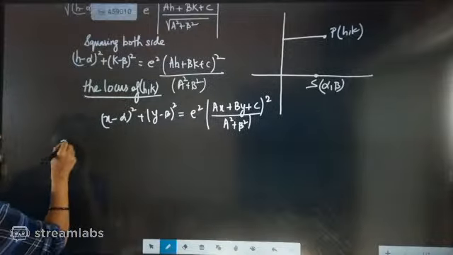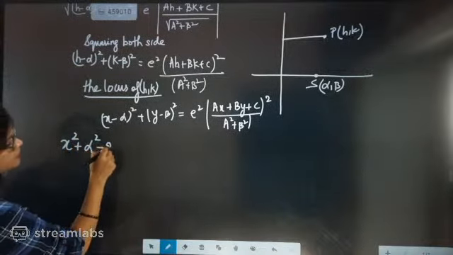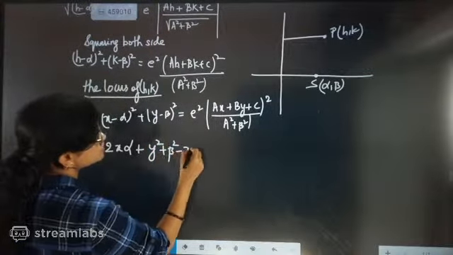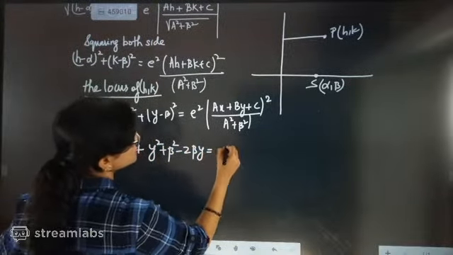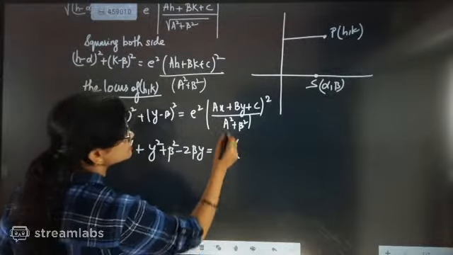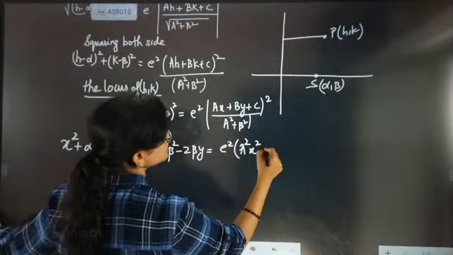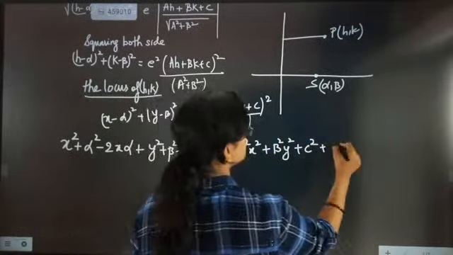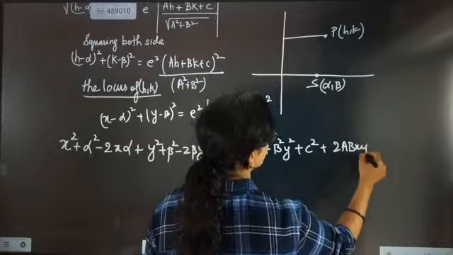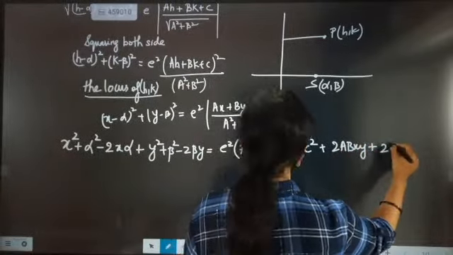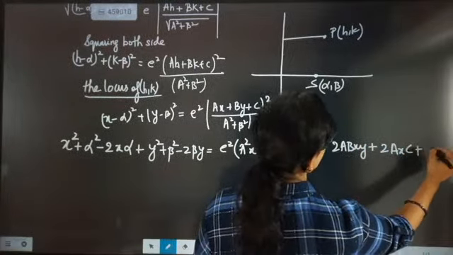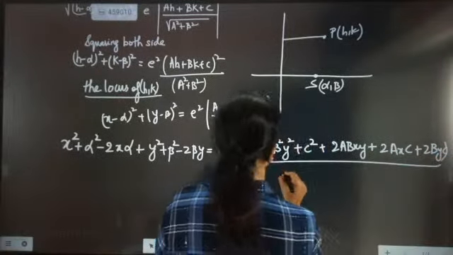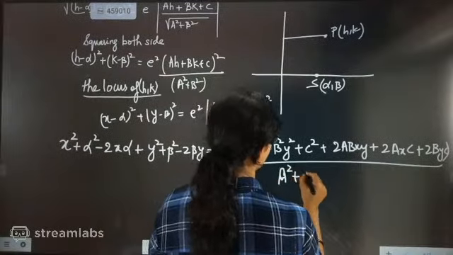Just one step I am doing. x square plus alpha square minus 2 alpha x, plus y square plus beta square minus 2 beta y, equal to eccentricity square times a square x square plus b square y square plus c square plus 2abxy plus 2axc plus 2byc, by a square plus b square.